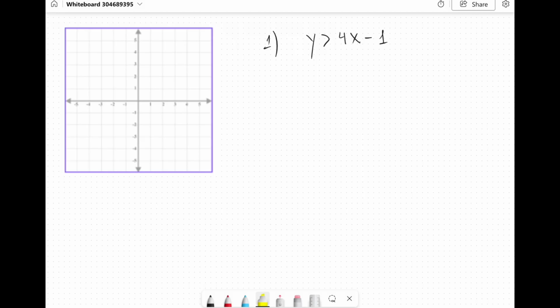First of all, we need to change this inequality into an equation. So instead of greater than, I'm just going to write equal to, which should look familiar to you because this is the equation of a line in y equals mx plus b format that we can graph. Graphing this requires you to place -1 on your y-axis first.